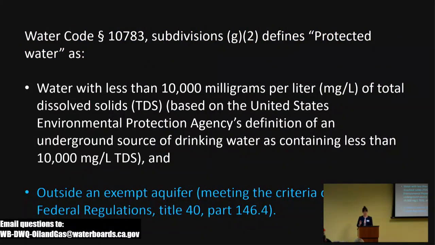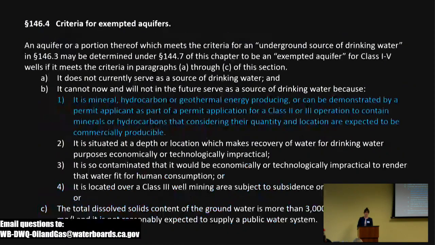So we've already seen this. Obviously, the definition of protected water excludes water that's an exempted aquifer, specifically citing the aquifers that meet the criteria of the federal code. And again, this is a long definition, but in sum, basically, aquifers can be exempted if they currently serve as a source of drinking water or could be a source of drinking water, but meet one of these different standards. The standard that's most commonly applied in California and around the country is that the aquifer is mineral, hydrocarbon, or geothermal energy producing, or essentially that it is an oil-bearing zone and can produce in commercial quantities.